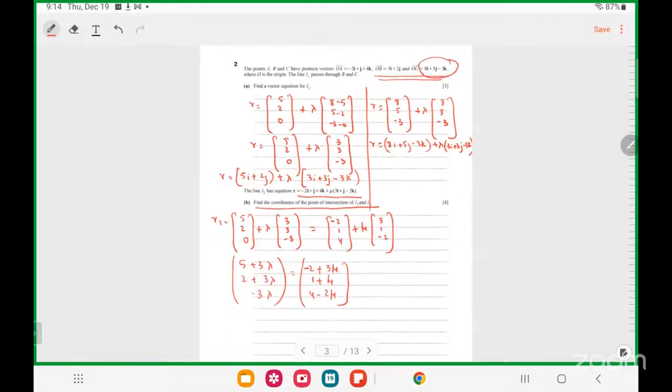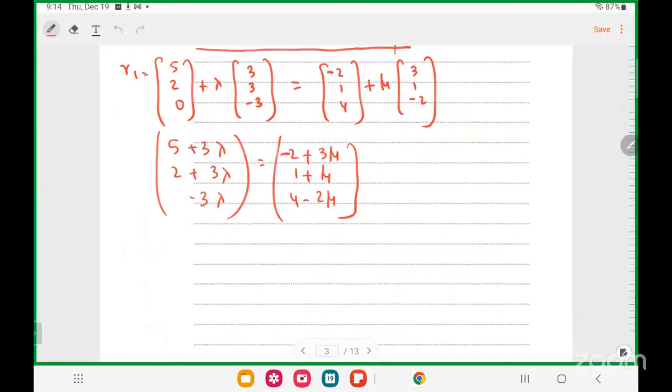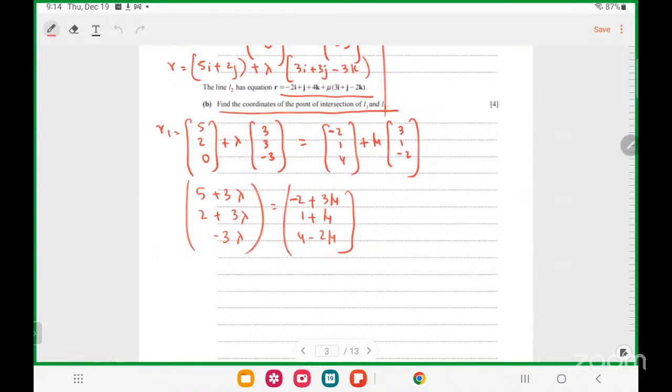So the first thing that we need to do is identify whether they are intersecting or not. And the next task is to find the value of lambda and mu. And then the third task is to find the point of intersection. Since the question has already identified that they are intersecting, there is no need to prove it, but we just need to at least find the value of lambda and mu. So 5 plus 3 lambda is minus 2 plus 3 mu. 3 lambda is minus 2 minus 5 plus 3 mu. 3 lambda is minus 7 plus 3 mu. Lambda is minus 7 plus 3 mu upon 3.